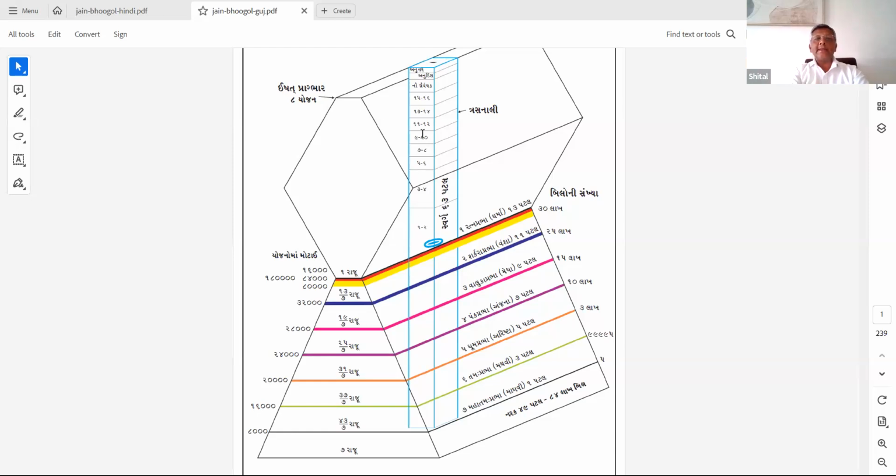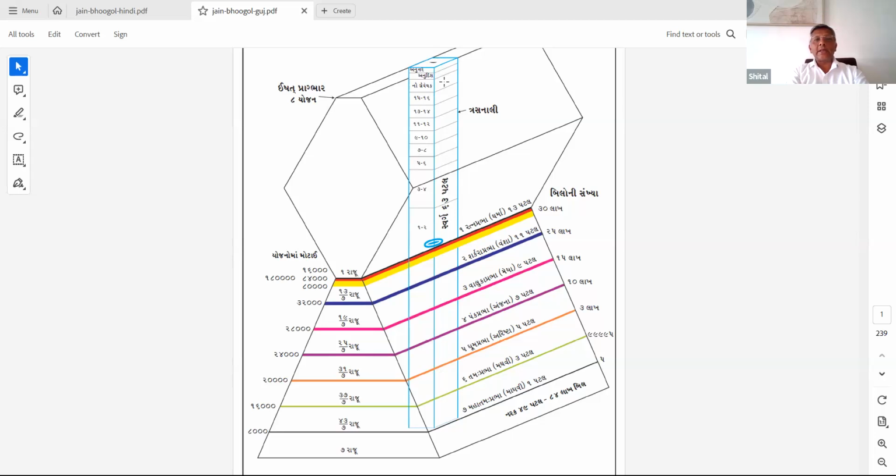So right in the center here, this column is called what is it called? This column here? Trasnali. Right, the Trasnali. So the Trasnali is one Raju by one Raju here. If you leave three Rajus from here and three Rajus from here, right in the center it's one Raju by one Raju, and the height of the Trasnali is 14 Rajus. So the total volume of the Trasnali is 1 times 14, so 14 Ghan Raju Praman is the Trasnali.